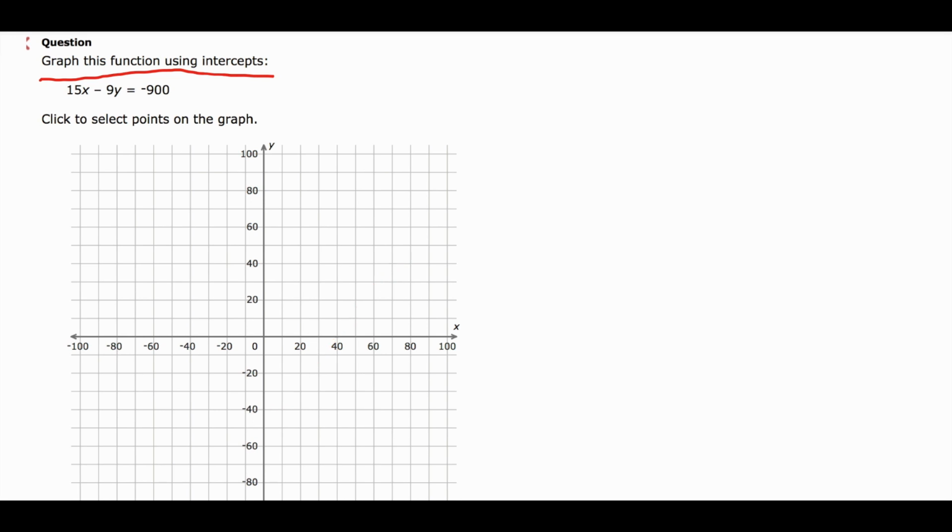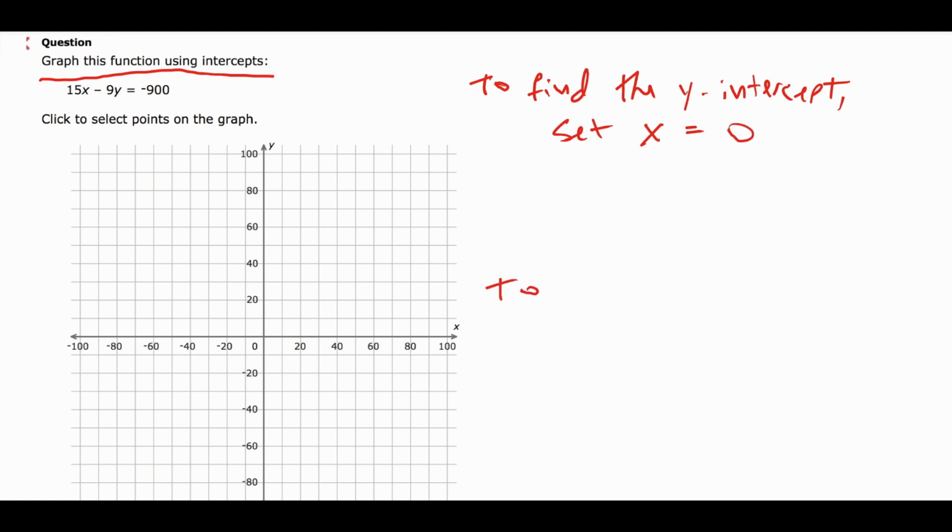Okay, so to find the y-intercept, you set the opposite letter equal to 0. To find the y-intercept, set x equal to 0. And to find the x-intercept, what do you set equal to 0? The y. Set y equal to 0. Okay, so that's how we're going to do it using intercepts.